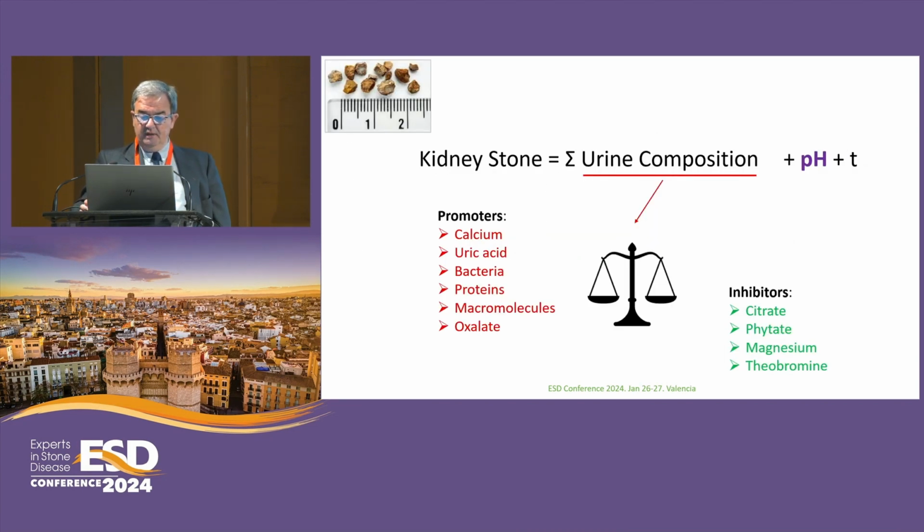A kidney stone would be the result of the balance between promoters and inhibitors. And that will give us the urine composition. But there are two other factors that are very important for a stone to form, which are pH and the time that the urine is inside the upper urinary tract.